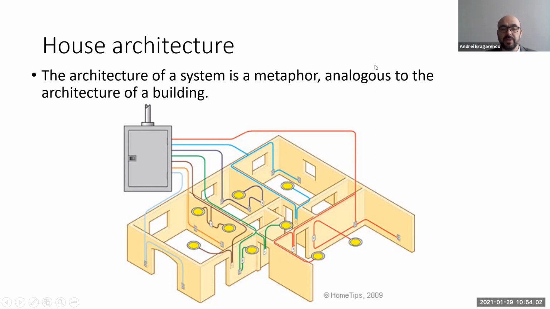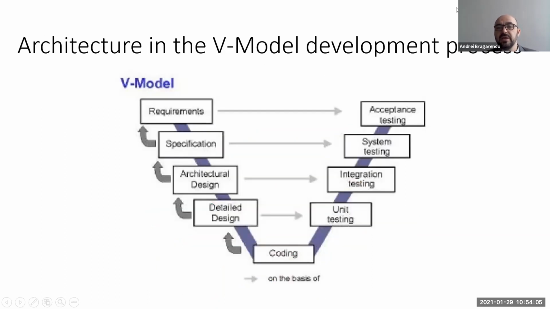Now, going to the process, we'll see in the V model where the architecture is in the V model development process. I don't know what kind of process you will use in the company or in the engineering you will do in the next few years. But according to the V model, we have some layers, and we have a branch for development and a branch for validation.